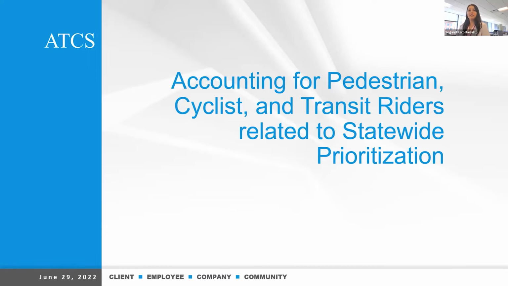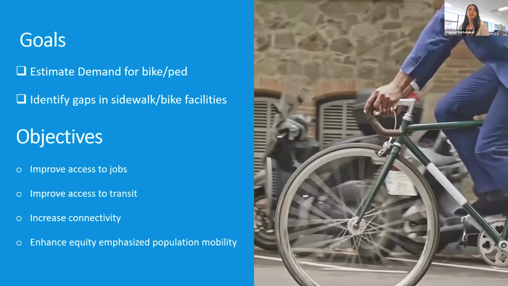So today we have a short presentation on a dashboard that we created, as Nathan mentioned. This is specifically for active transportation, namely pedestrians, cyclists, and transit riders. Very quick on our goals. Pretty much we want to estimate demand for bike and walking because often we don't have good data on it. When we have an estimation, we want to also identify gaps in sidewalk and bike facilities and see how we can accommodate more cycling and walking in any area. Our objectives are improving access to jobs, access to transit, increasing connectivity, and enhancing equity, with an emphasis on vulnerable population mobility.